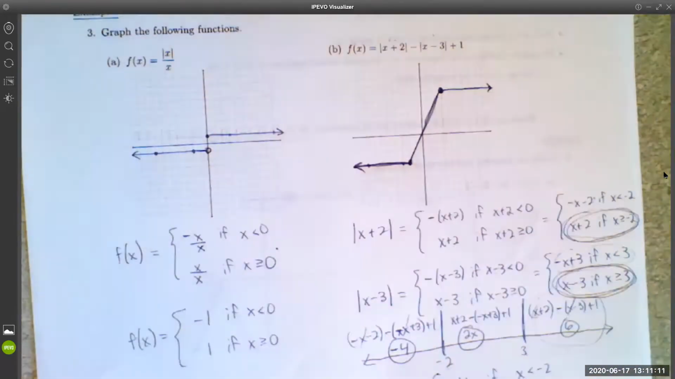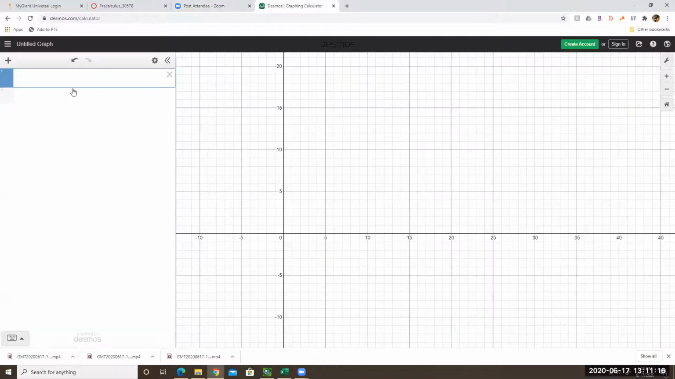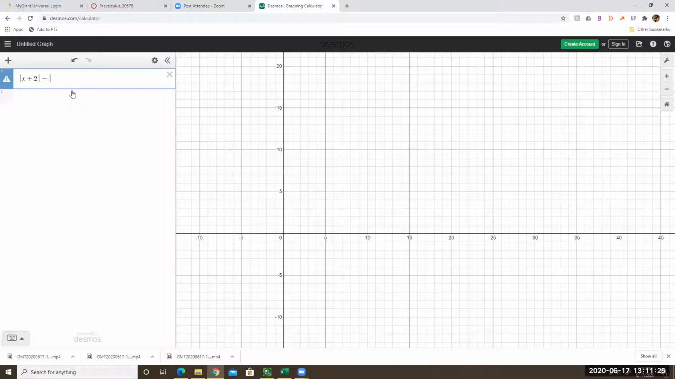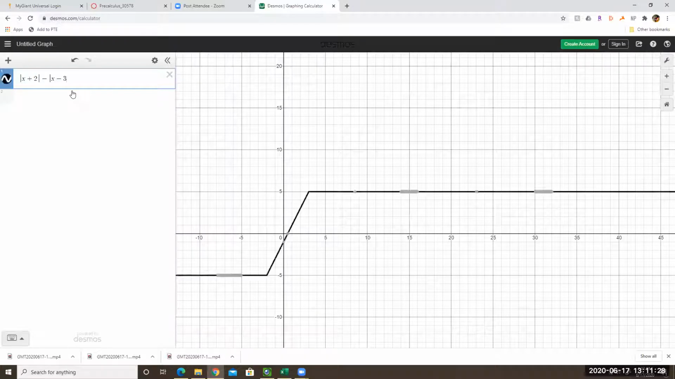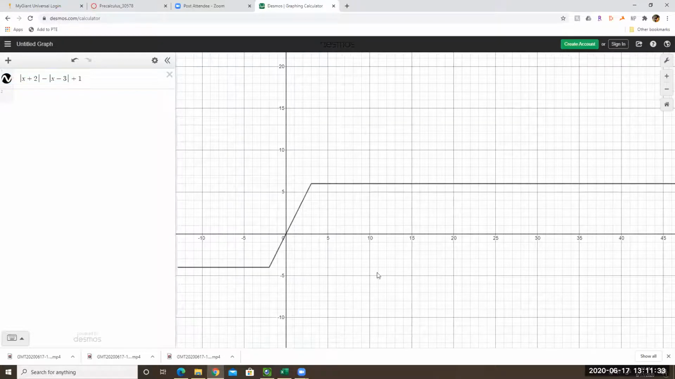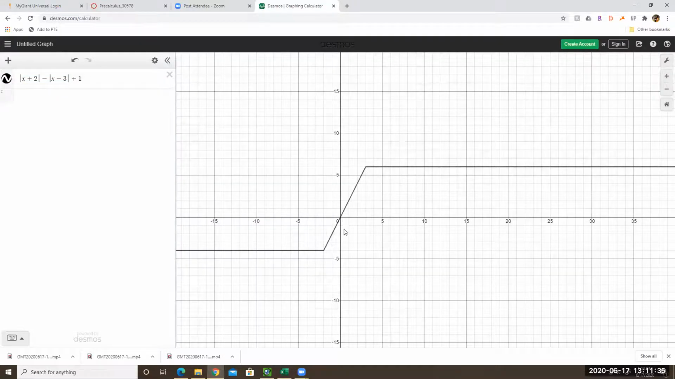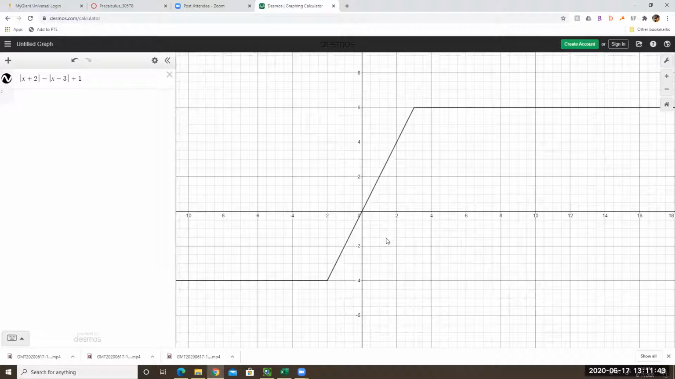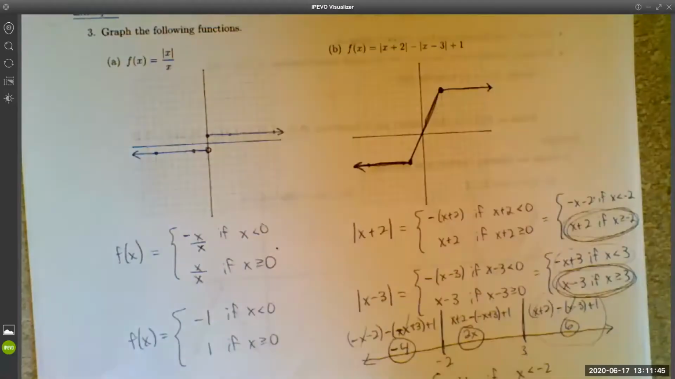Let's convince ourselves of this by looking at it in Desmos. We had absolute value of x plus 2 minus absolute value of x minus 3 plus 1. Okay. And there you go, right? Sure enough, that looks pretty similar to what we graphed. Very good.